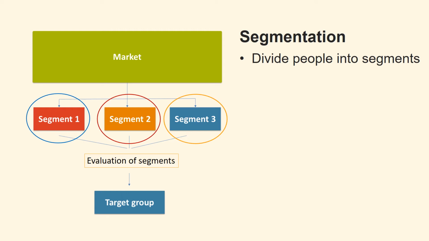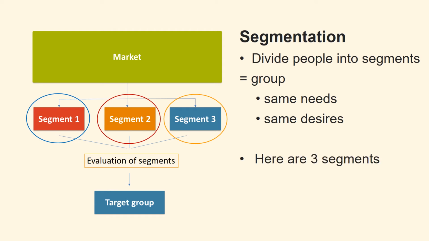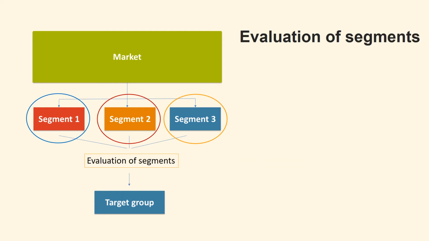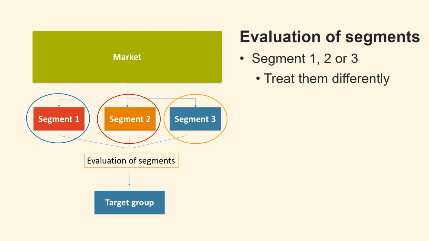When we have gone through all the variables of the three main categories, we can divide consumers into segments with similar requirements. The definition of a segment is a group of consumers who have the same needs and the same desires. It can be 3 segments, as here, or it can be many. We only consider customers in whom we have an interest. Evaluation of segments. We now have a number of segments with customers who are so different that we have to treat them differently according to our marketing, distribution, and product purposes. Therefore, we have to find the most attractive segment for our business.